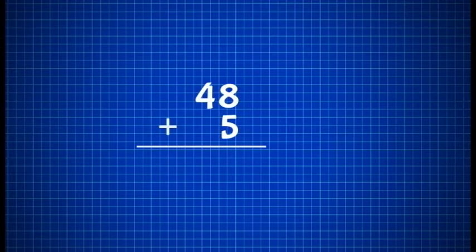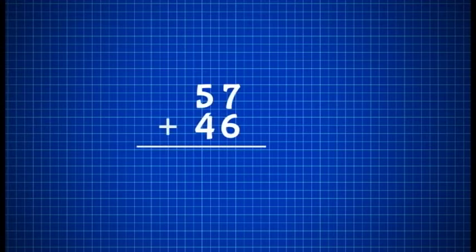Let's have another example. 48 plus 5. We start with the ones place. 8 plus 5 equals 13. Now, we are going to move 1 to the tens place and write the 3 in the answer. Now we move on to the tens place. 4 plus 1 is 5. Put them together is 53.